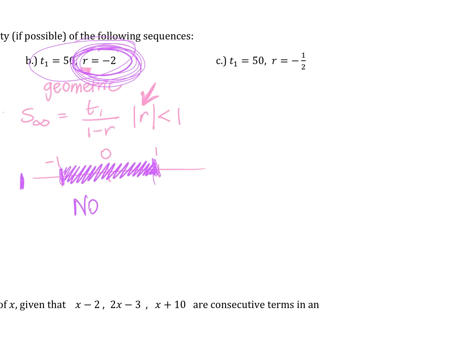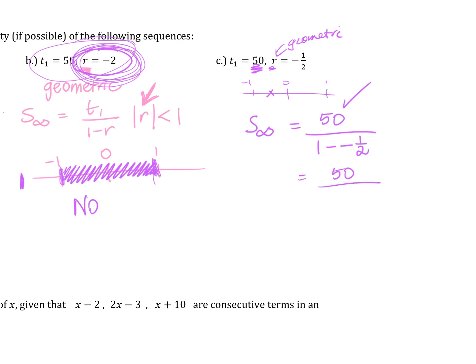Okay, the next one was done okay. Well, it's got an r, so it's geometric, so that is a good thing. Now we have to check where r is. If we've got -1, 0, 1, where is r? -1/2, that's fine. So yes, we can find the sum to infinity, and the sum to infinity is equal to term 1, which is 50, over 1 minus r. And here's where we started to go wrong. 1 minus -1/2.